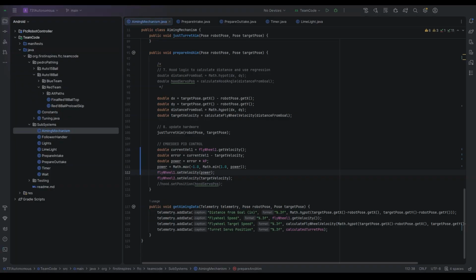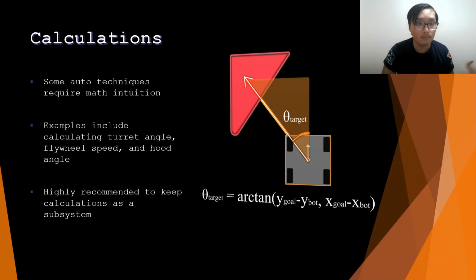So it's going to pick up the pace, and it's just going to periodically maintain that sort of average speed. So now that we have covered subsystems and PID control, the last topic that we have for today is calculation classes. For a majority of autonomous programming, to make our team develop a good auto, we needed to implement some sort of math in order to get the robot to shoot efficiently and effectively. This can include calculating the target angle away from the goal as it moves, the flywheel speed, and of course, the hood angle.